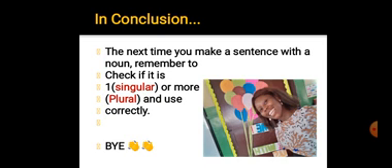In conclusion, the next time you make a sentence with a noun, remember to check if it is one, that is, if it is just a singular noun, one, or if it is plural, more than one, and use it correctly. Okay, now we already know that some plural nouns make plurals by adding S. Some singular nouns rather make plurals by adding an extra S.